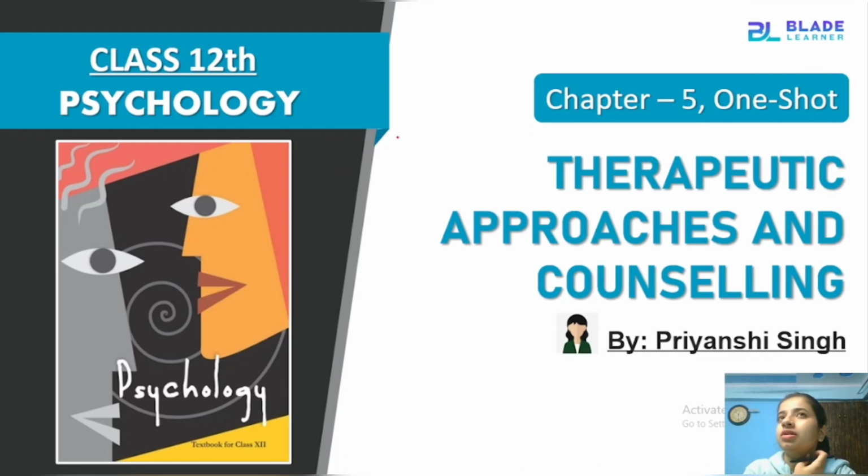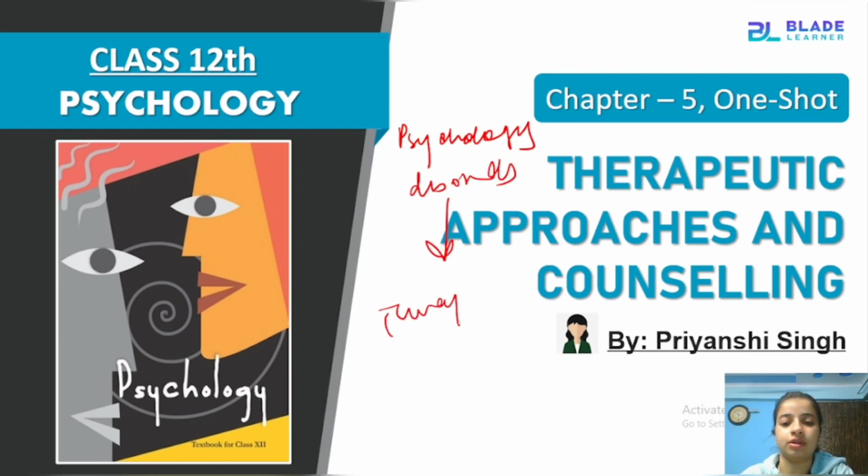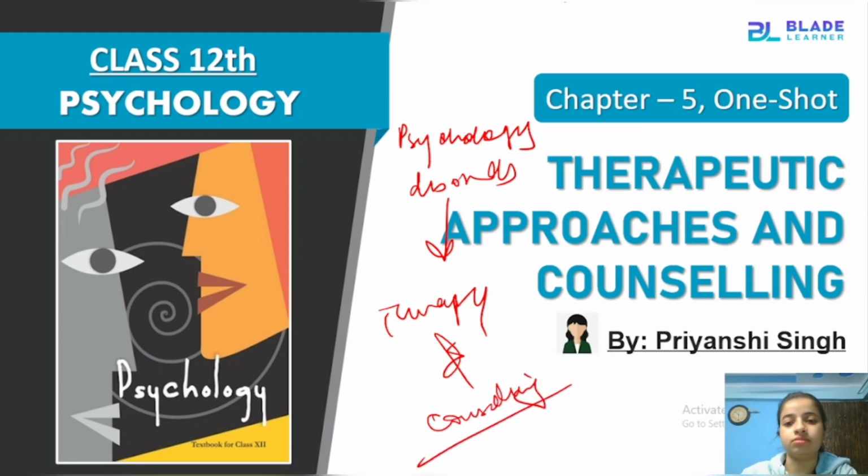So often it is understood by us that psychology means disorders, right? And disorder means therapy or counseling. But actually, if I talk from the viewpoint of career, I think the most scope at present in psychology is either in clinical or in counseling. We started a little on clinical psychology in our previous chapter, which we were discussing about disorders.